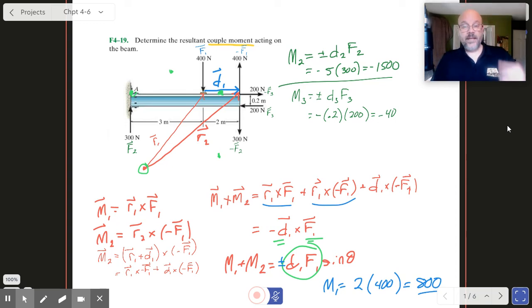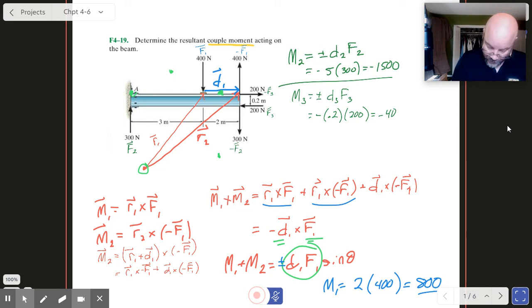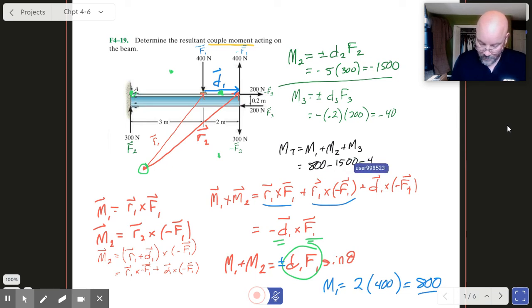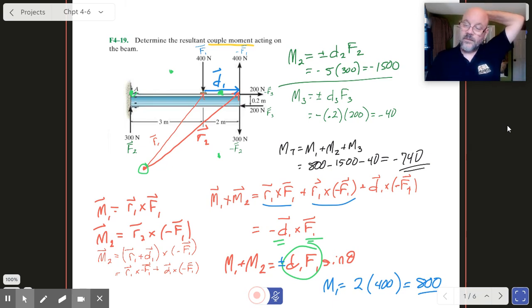So I've got M1 is 800, M2 is minus 1500, M3 is minus 40. So the whole kit and caboodle acting together, the total, we're going to have M1 plus M2 plus M3. So we've got 800 minus 1500 minus 40, and that's negative 740. And that's, of course, Newton meters when we do that.